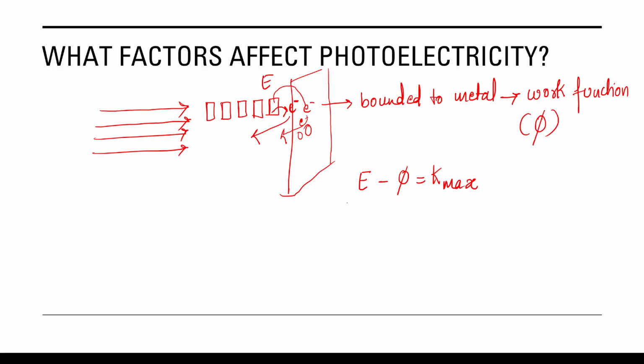Now why maximum? It is because it can lose a part of that energy in collision with the other atoms and other electrons while coming out. Okay, now where does the phi come from? Phi is dependent on the kind of metal you are using. Aluminium, magnesium, gold or copper or whatever. So phi depends on the metal. That's how strongly the electrons are bonded. E depends on the light which you have used, and it would be the energy of the photon. Kmax is the maximum possible kinetic energy of the electrons.